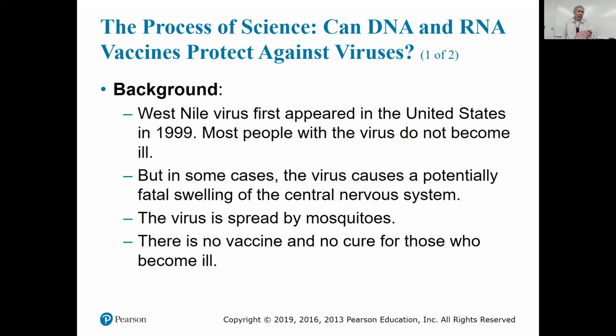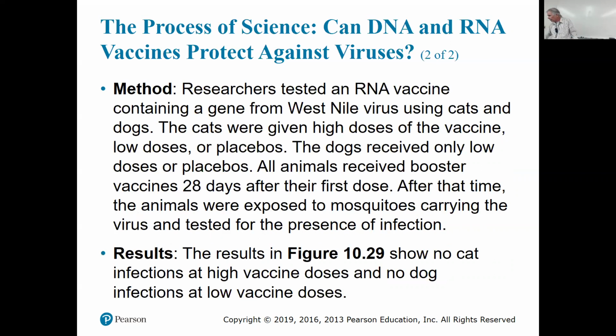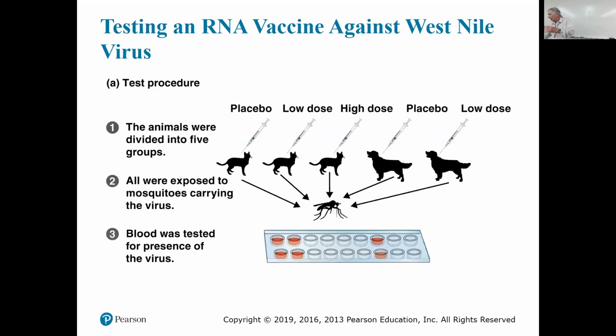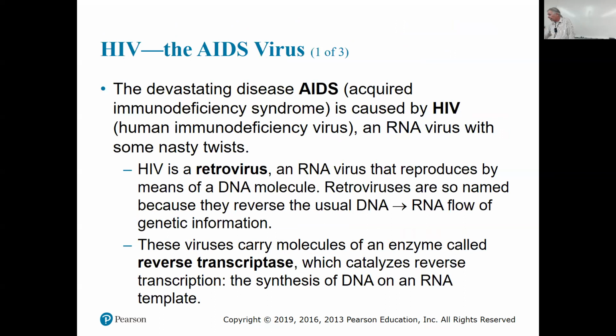I don't know too much about this because I don't know much about viruses, but some viruses are really tough to make a vaccine for, and other ones it's easy. Particularly for West Nile, apparently it was really tough to make a vaccine. Okay, so I'm not going to go through this procedure where they tested a vaccine for West Nile.